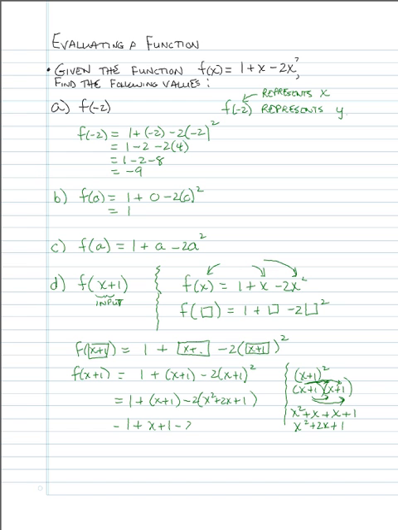We'll get minus 2x squared. We'll get minus 4x, and we'll get minus 2. And then when we combine all of those terms together, let's see, we have a 1 plus a 1 and a minus 2, which is 0. So this 1 and this 1 and this minus 2 add to 0, don't they? And then we have this x and this minus 4x, which will be minus 3x. And then, of course, we have this minus 2x squared left over. So f of x plus 1 is negative 3x minus x squared.